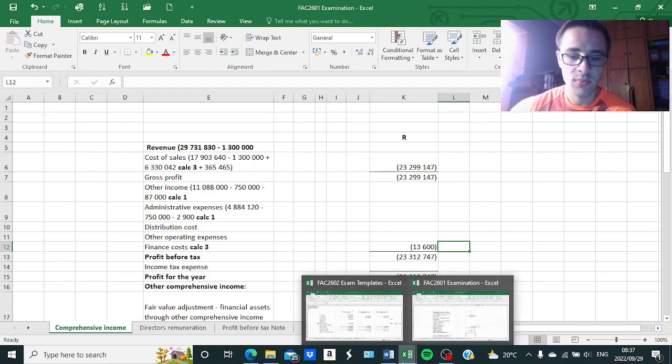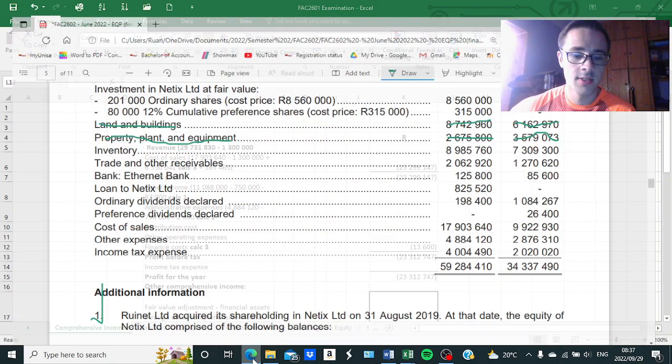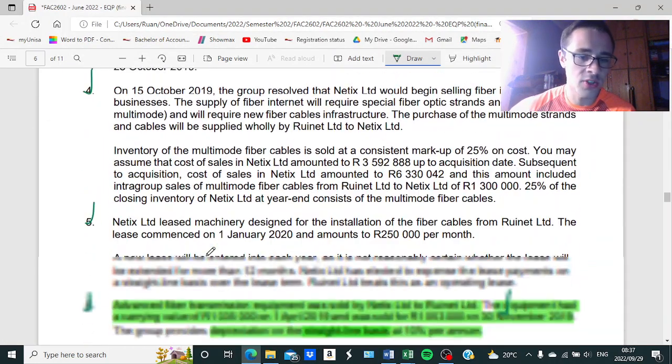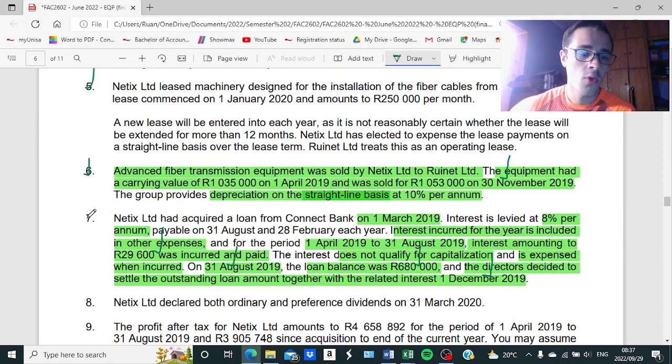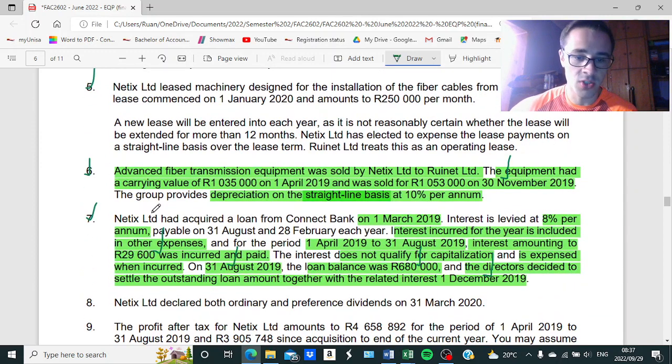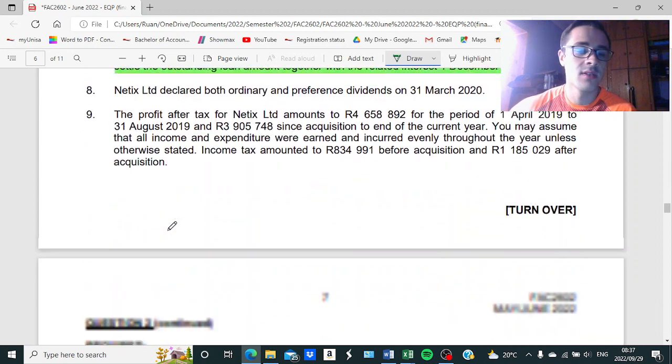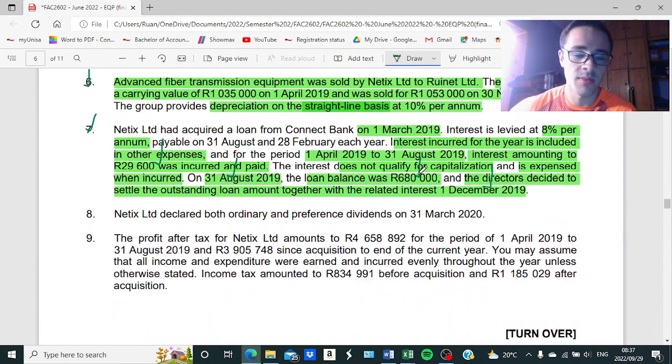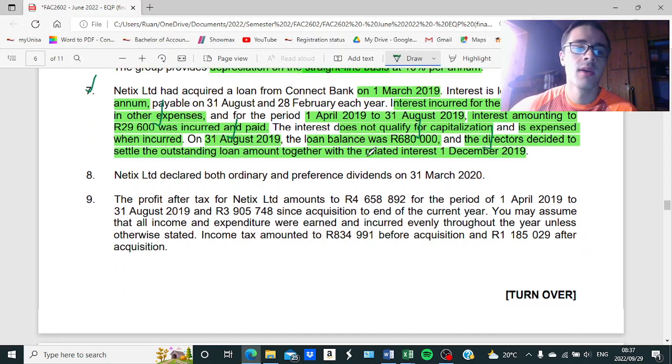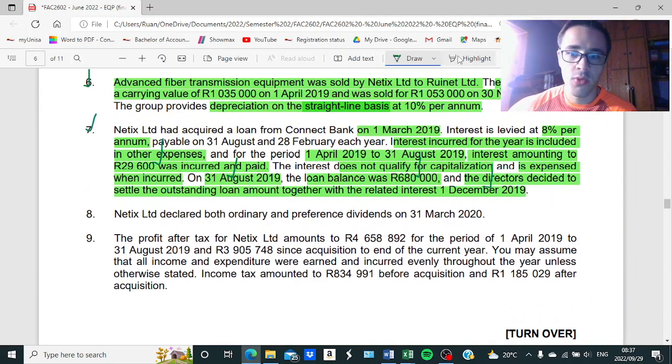Okay, so now we move on. No intergroup interest that we need to eliminate. We have shown the amounts for the pre and post-acquisition periods, and we have shown the post-acquisition amount for the group's finance costs. Okay, so this one is done. Right, let's go to point 8.